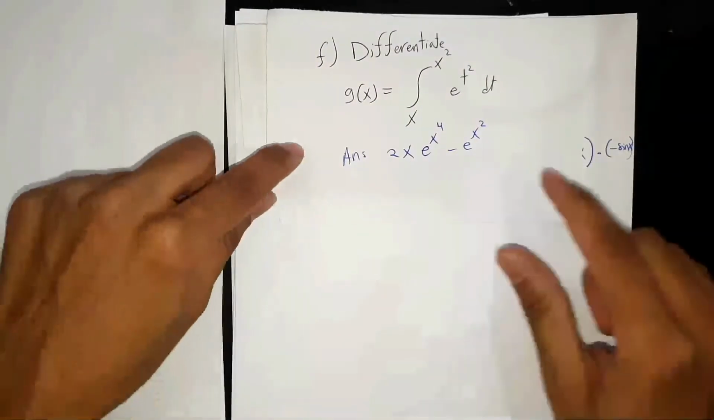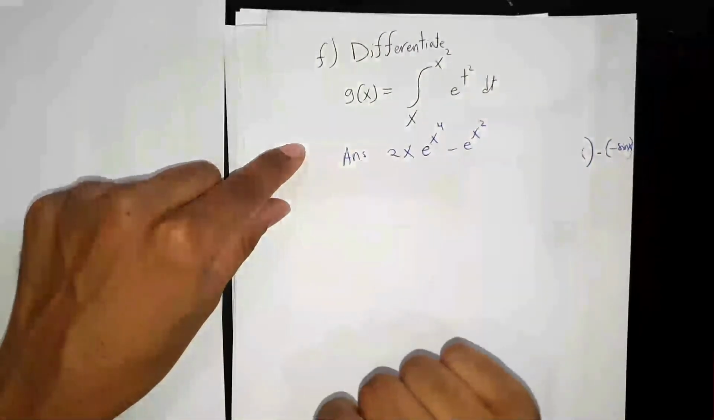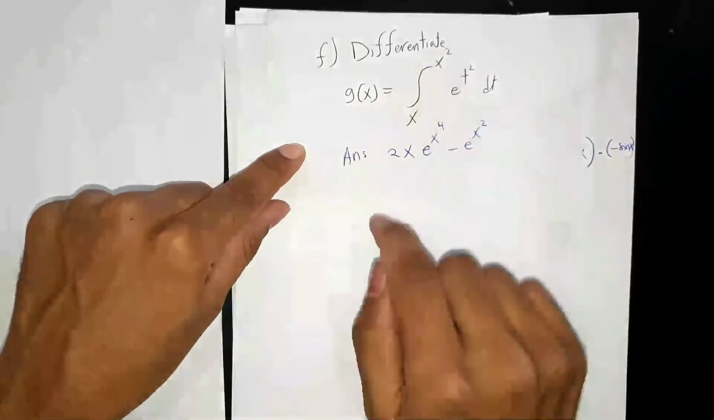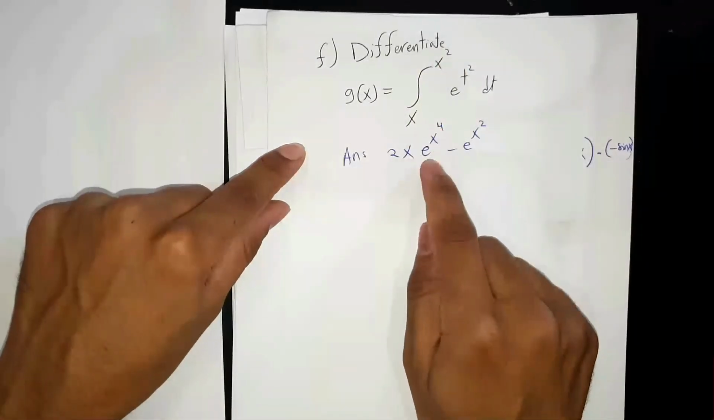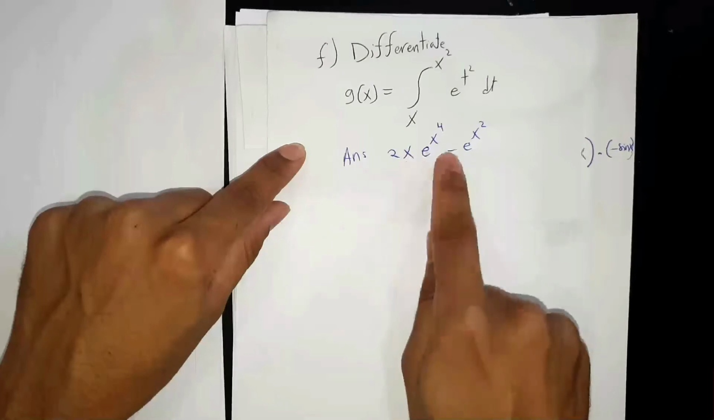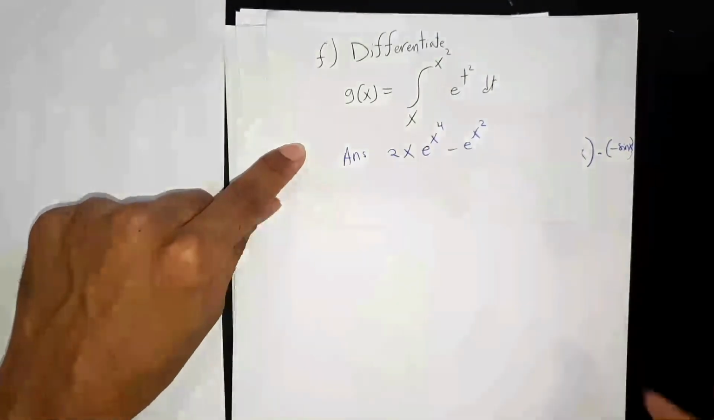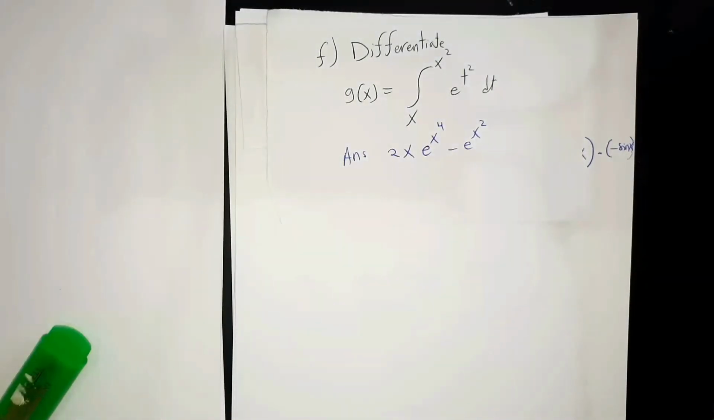Now time is up. The answer is given here. I think this is not difficult. If you put x squared instead of this t, you will get x to the power 4. Differentiate the upper, you will get 2x minus. Substitute by the lower one and differentiate it, you will get 1.